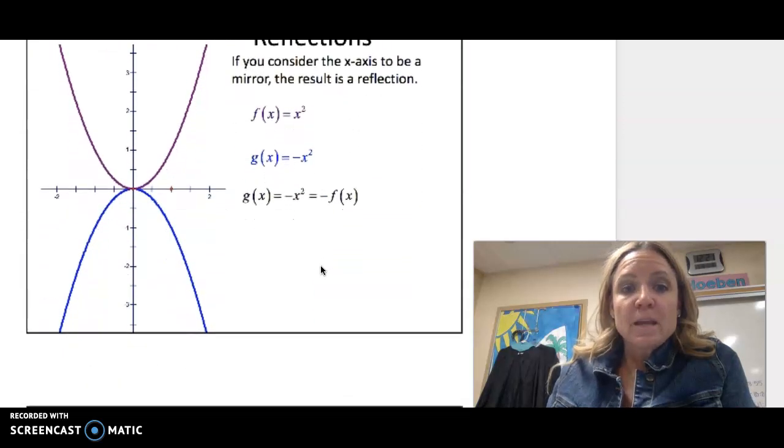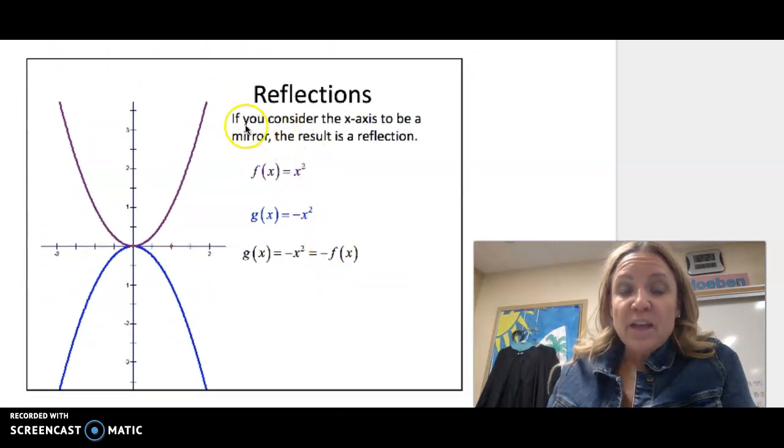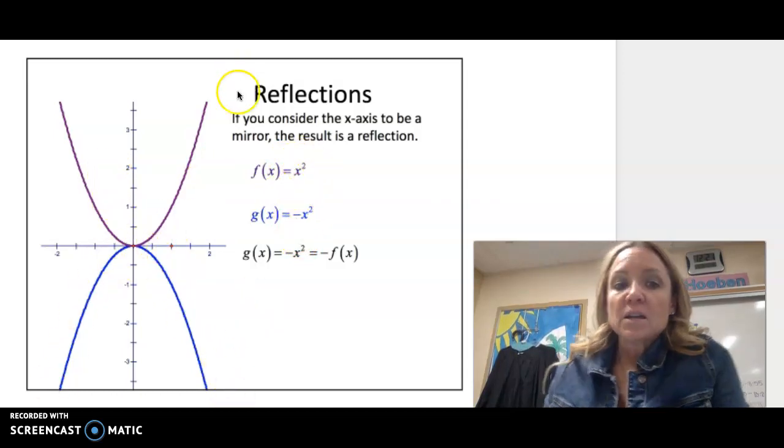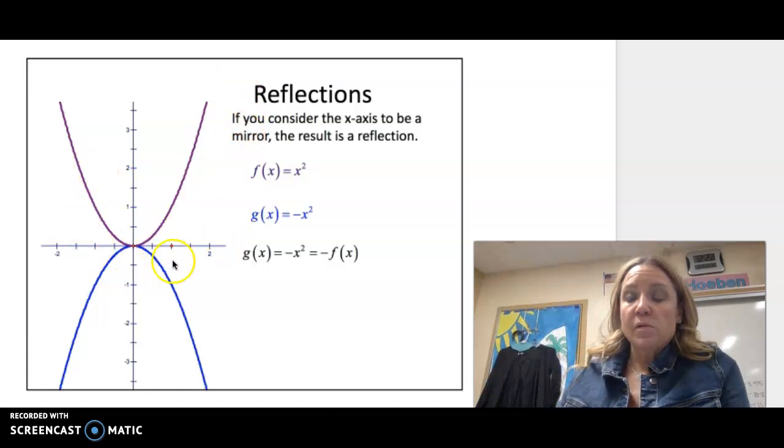All right. The next slide is a reflection. If you consider the x-axis to be a mirror, the result is a reflection, and all that happens here is you put the negative sign. So the negative is going to force it to open down instead of opening up. Okay.